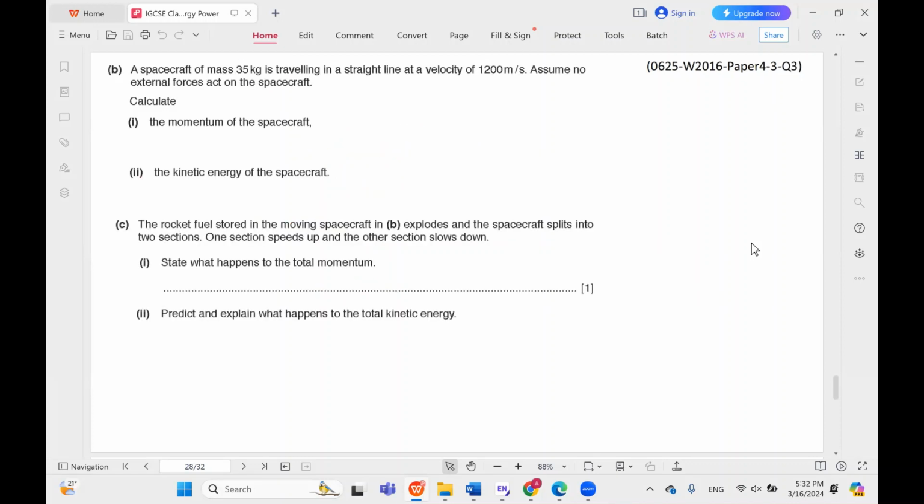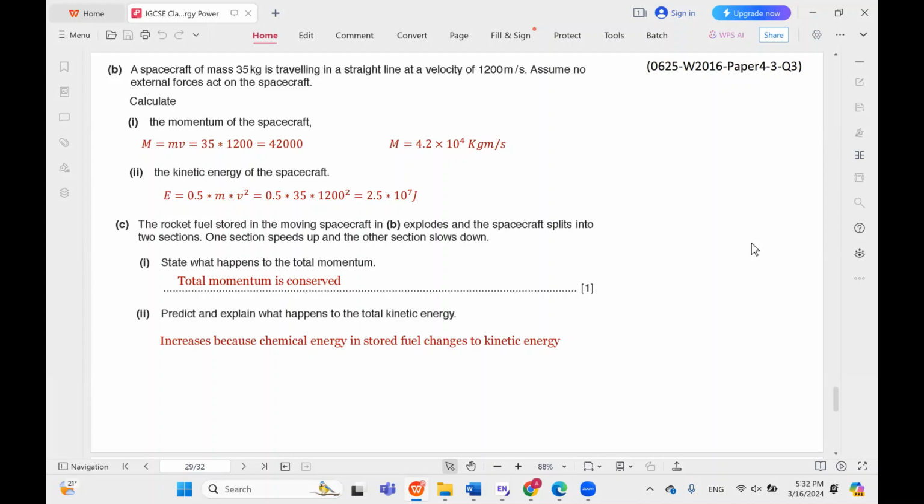A spacecraft of mass 35 is traveling in a straight line at a velocity of 1,200. Assume no external forces act on the spacecraft. Calculate the momentum and the kinetic energy. So we have the equations both for momentum and kinetic energy. Momentum is mv, kinetic energy is half mv squared. We are given the mass here, and we are also given the v. The v is 1,200 meters per second. So we plug these values in, and we can get the momentum in question I and the kinetic energy in question II using the same technique.